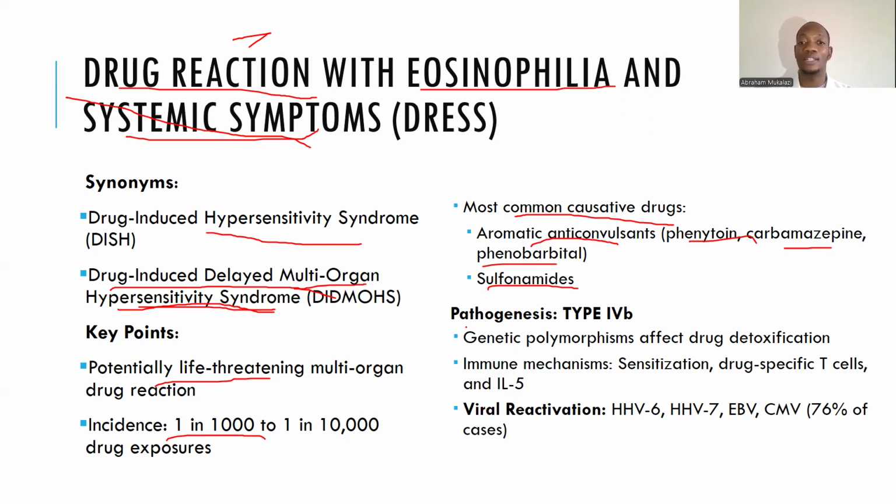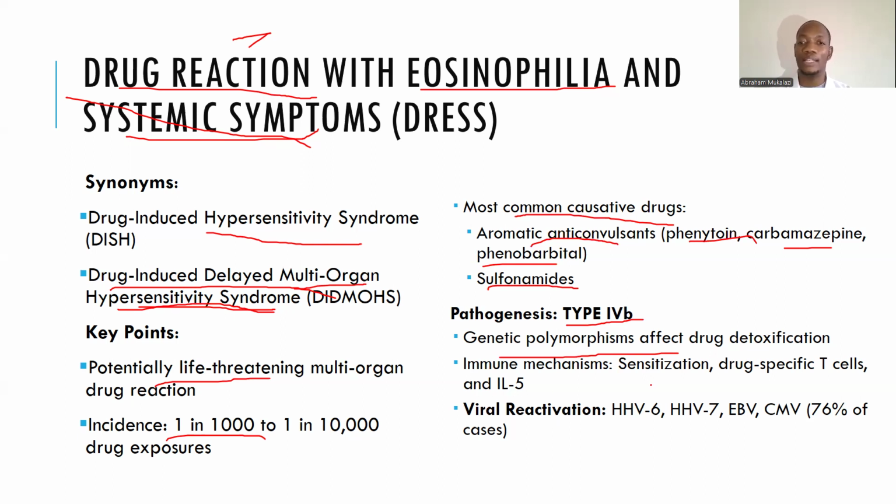So in this case, we know that the pathogenesis of DRESS is a delayed type hypersensitivity reaction that is mediated by the T helper 2 cells. So it is type 4B. In this case, it has been associated with genetic polymorphism, where individuals have different genes that are supposed to mediate drug detoxification in the body.